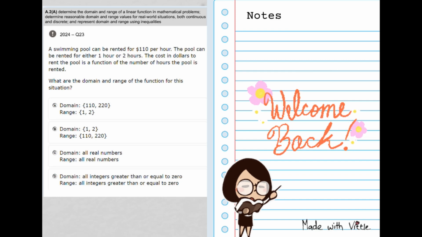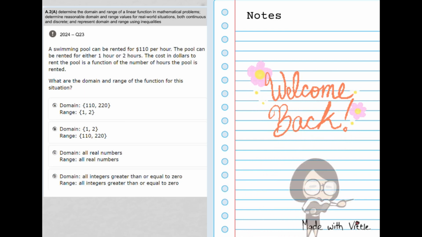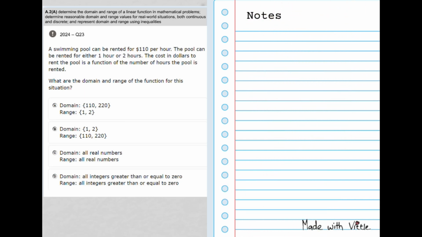Today we will learn how to determine reasonable domain and range values, especially when it arises in real-world situations. Let's look at a problem from 2024 Star Release Test.